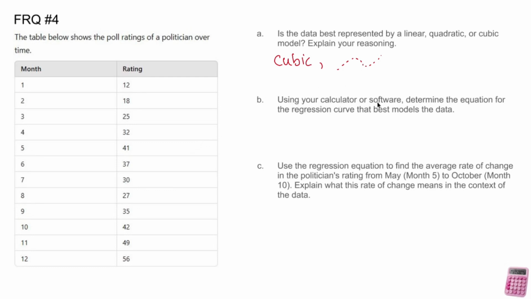Using your calculator or software, determine the equation for the regression curve that best models the data. Now that we know it's cubic, we can run off to our calculator, use the information that we already have plugged in, and run cubic regression to give us a probably really gross but somewhat accurate equation. So let's go off to the side and do just that.